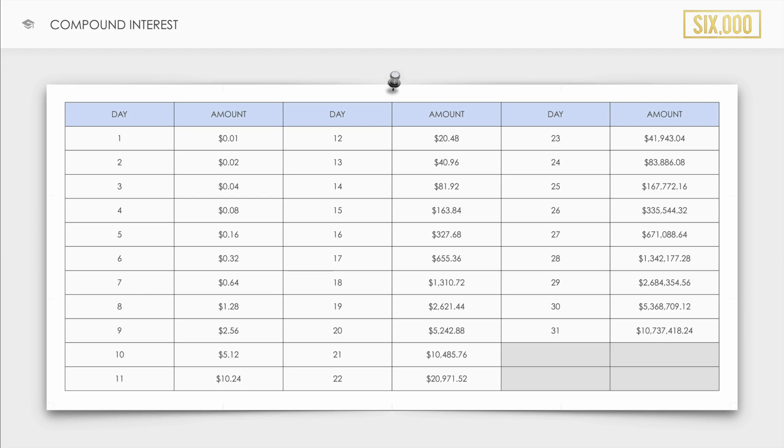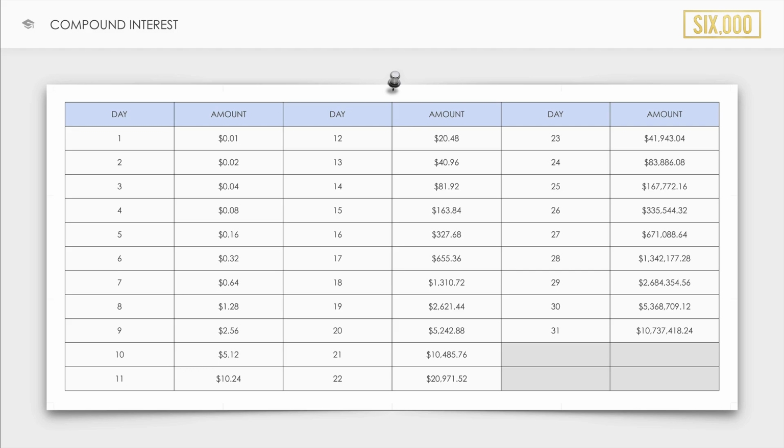Now when we get down to day 11, we're almost halfway through the month. We've only got $10.24. We get to day 16, which is the halfway point. We only have $327.68. Now at this point, you're probably thinking, I should have taken that million that I was offered before. You're halfway through this month, and the amount of capital you've got is pretty minimal. It looks extremely small. Now what happens between 16 and 31 is where all the magic happens.